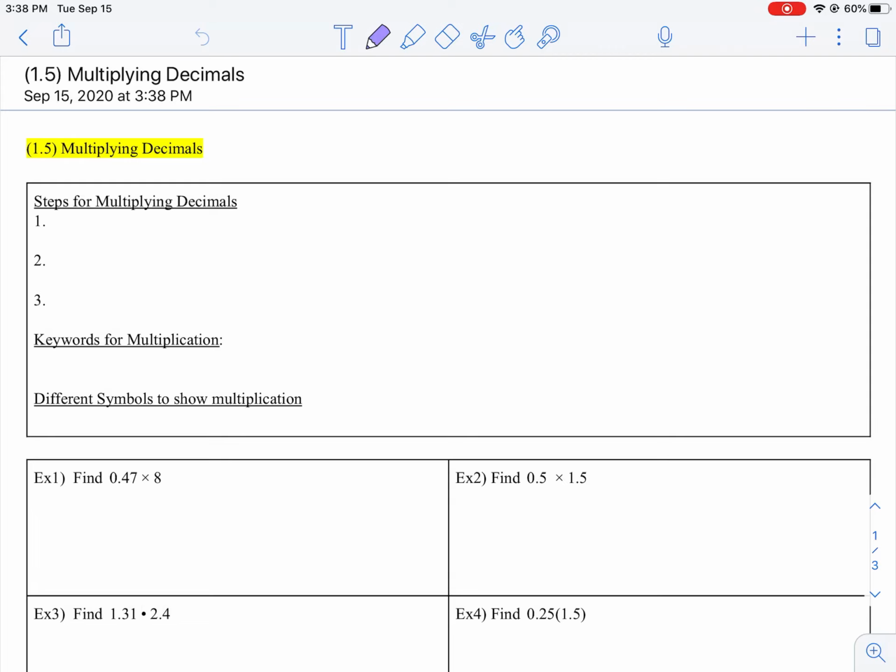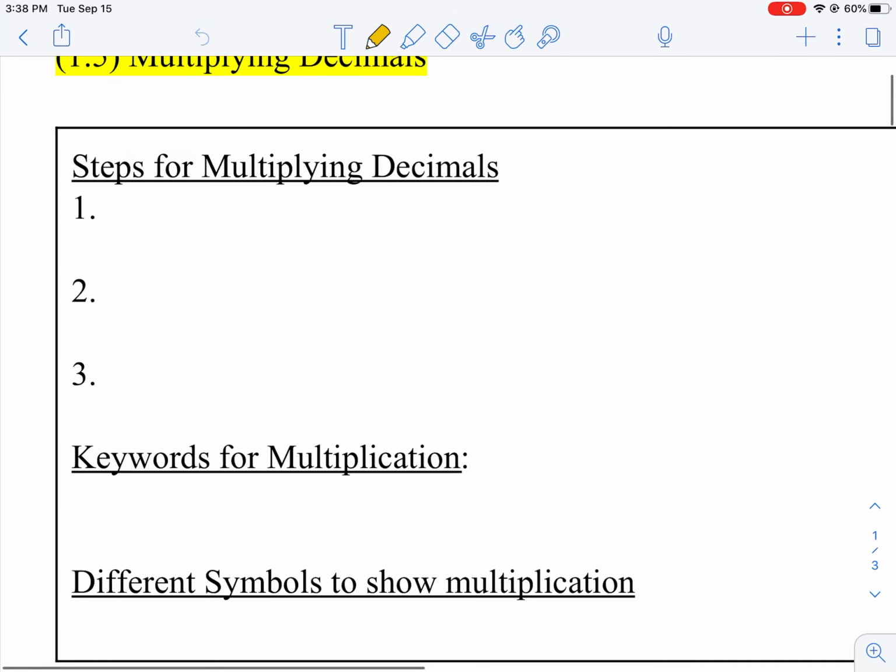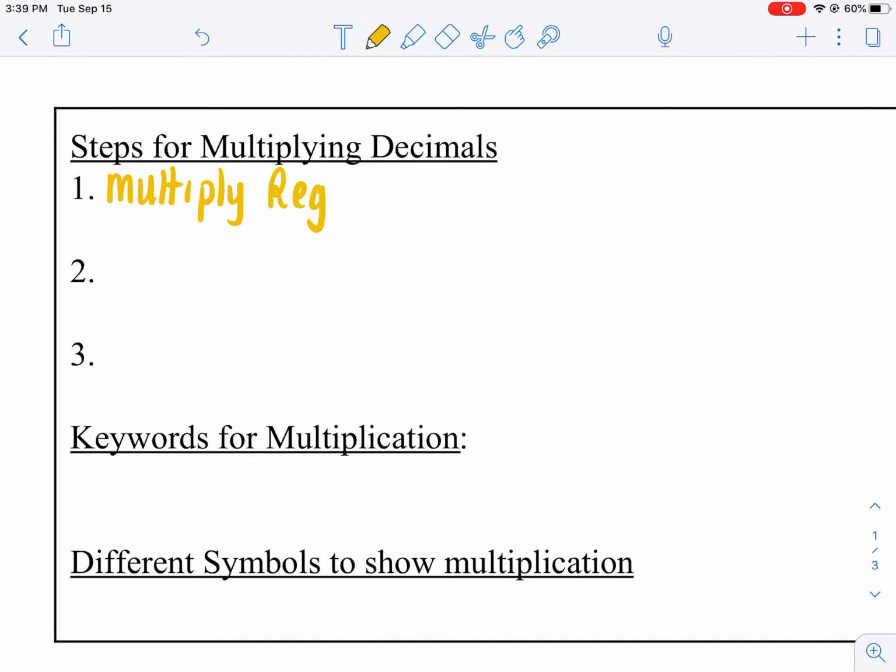In this video, we are going to learn how to multiply decimals. When multiplying decimals, there's 3 basic steps. So the first thing we're going to do is multiply regularly, as if there's no decimals, that they're just like bigger whole numbers. So we're going to multiply regularly, okay?